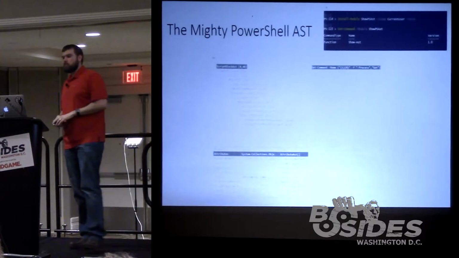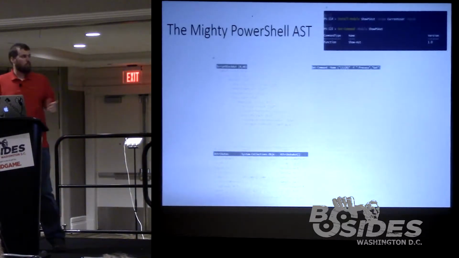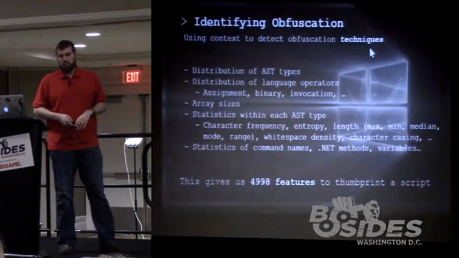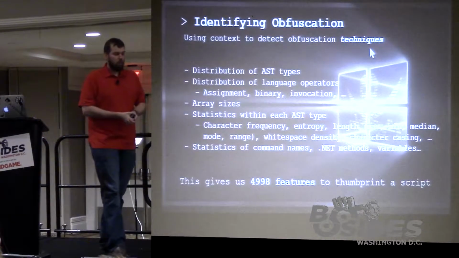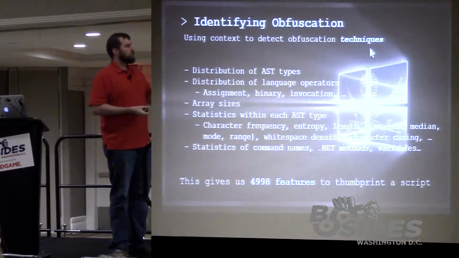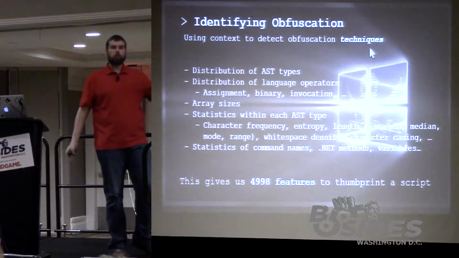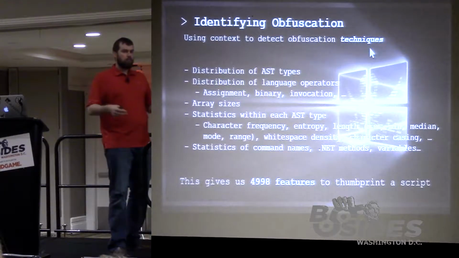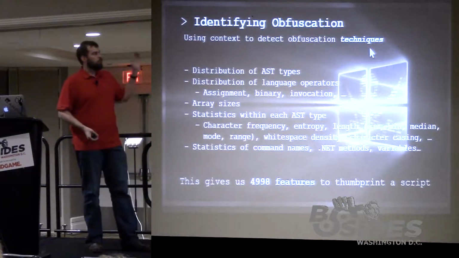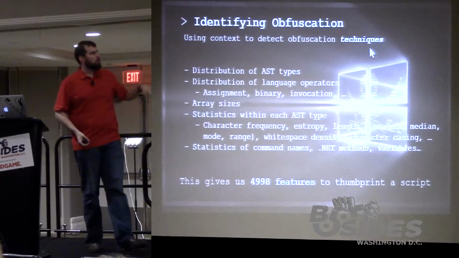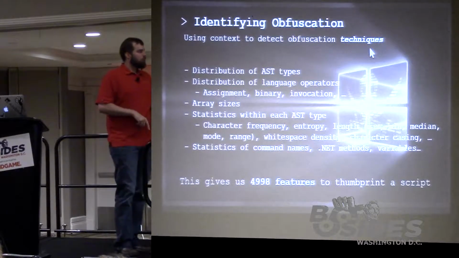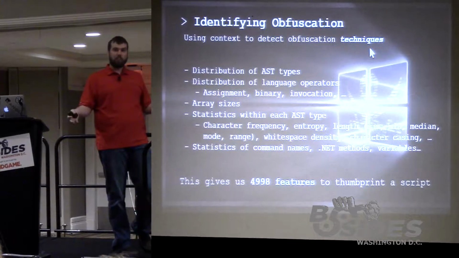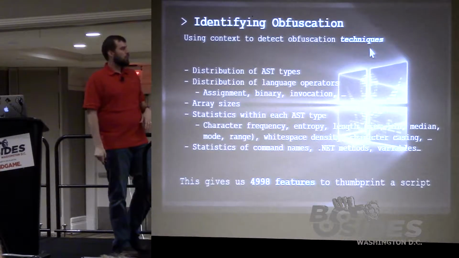There's a great tool called AST Explorer, which is just a little GUI where you can paste in any kind of code you want and explore how the AST structure looks. With this, we were able to extract things like the distribution of AST types. So again, out of the whole script, let's say 90% of it is nothing but commandlets or strings or arrays or stuff like that. So we did a straight up distribution of those types: assignment, binary, invocation, operators. We did array size ranges. Again, a lot of arrays aren't that big, but if you have arrays of thousands of characters, maybe that's shellcode. That's kind of odd, right?